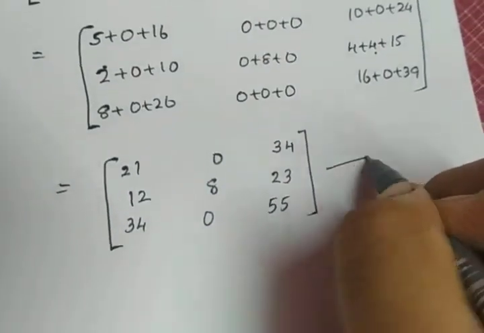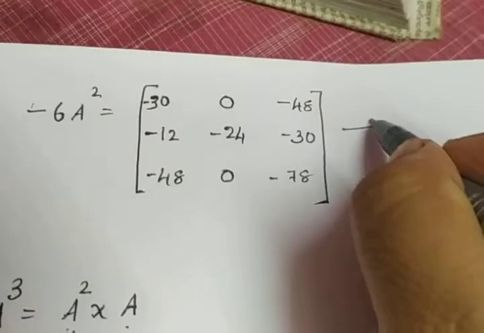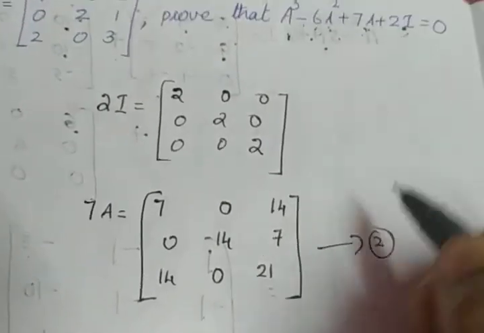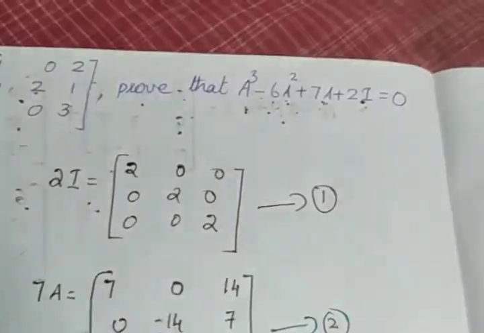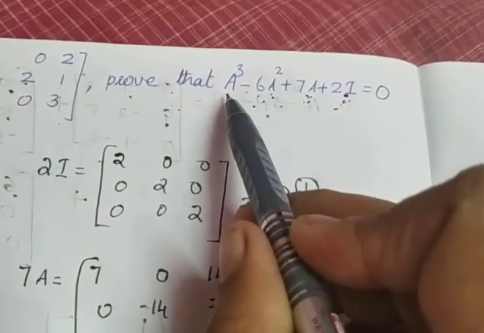Okay, so we got, let this be equation number 4. This be equation number 3. This is the term, next term we need. Then we need a 7a. Let this be equation number 2. And let this be equation number 1. So we got 2i, 7a, minus 6a square and a cube.